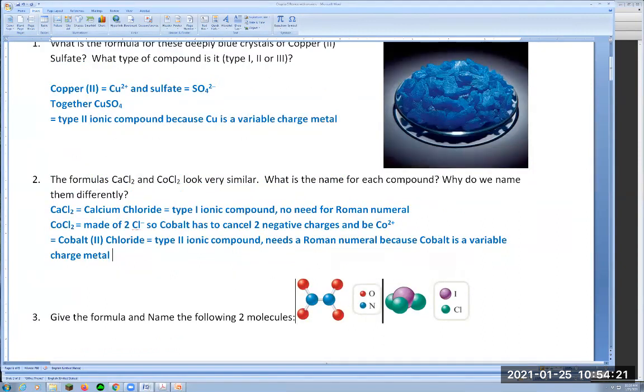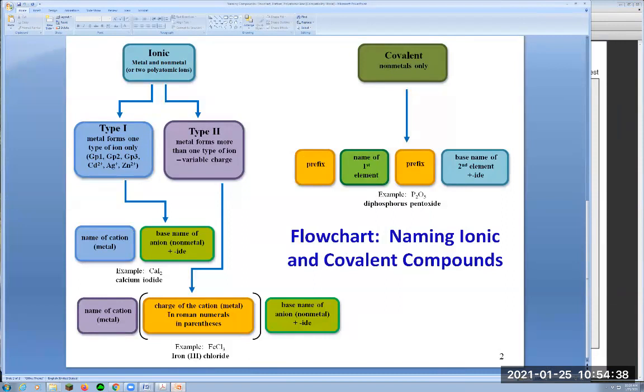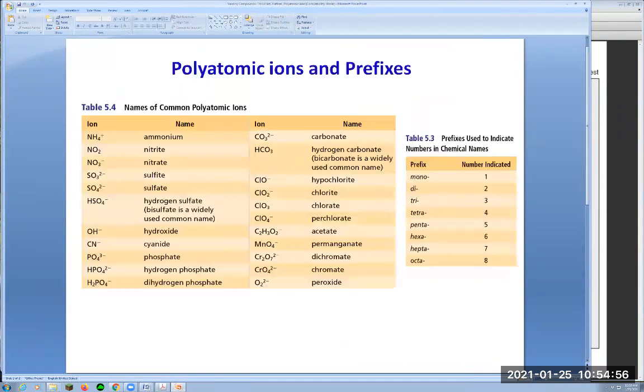Here, notice how it's nitrogen and oxygen. And if we look here, nitrogen and oxygen, they are both non-metals, right? One is here, the other is there. Both non-metals, which means it's a type 3 compound, because it's made of non-metals only. When you have a covalent compound like that, you will need prefixes: prefix, name of the first element, another prefix and name of the second element with the ending "ide." So we will use those prefixes here.